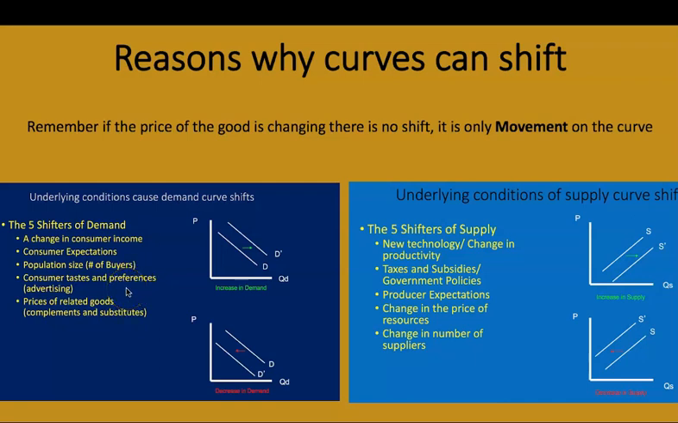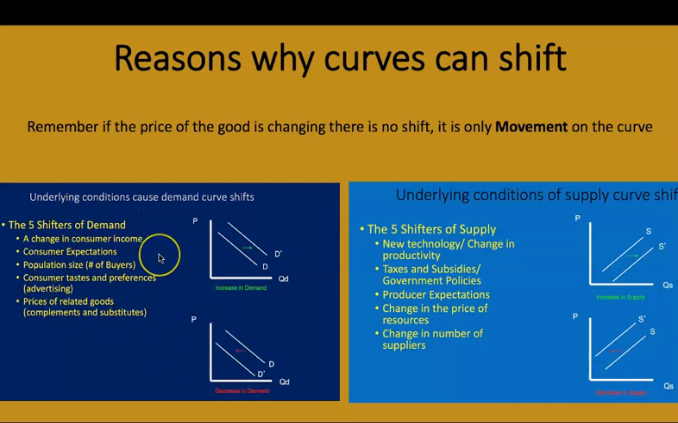Next one, we have consumer tastes or preferences. Advertising factors in here as well. And then the last one is the prices of related goods, complements versus substitutes. A complementary good would be 2 products that go together. For example, a hot dog and a hot dog bun are complements to each other. Also, ketchup and hot dogs are complements to each other. Substitutes are things you would buy in place of each other. So going to the grocery store and getting apple juice or orange juice, they tend to be substitutes. If the price of orange juice went up by double, then I might substitute and get apple juice instead if apple juice's price had remained constant. So these are the 5 shifters of demand.